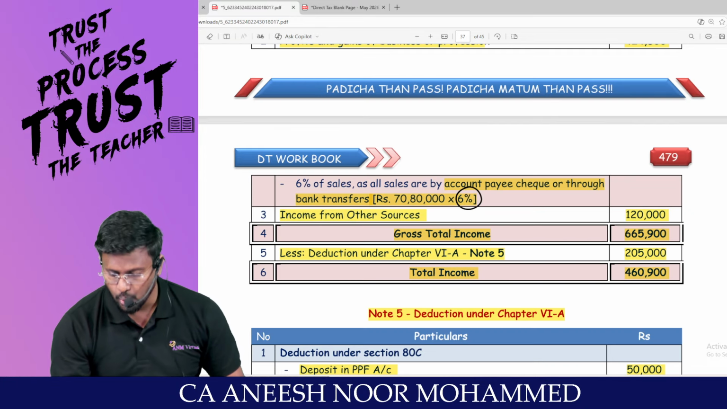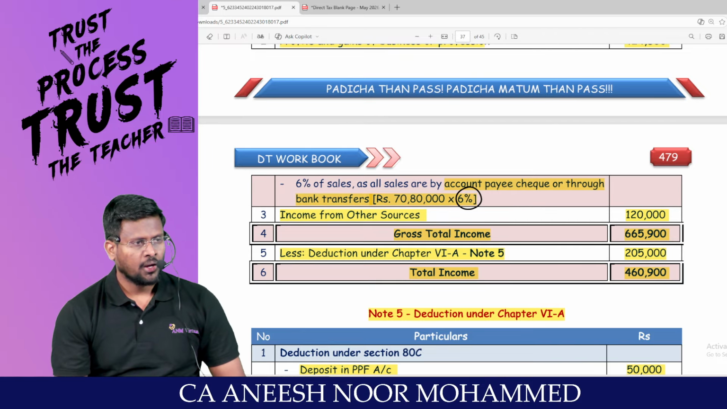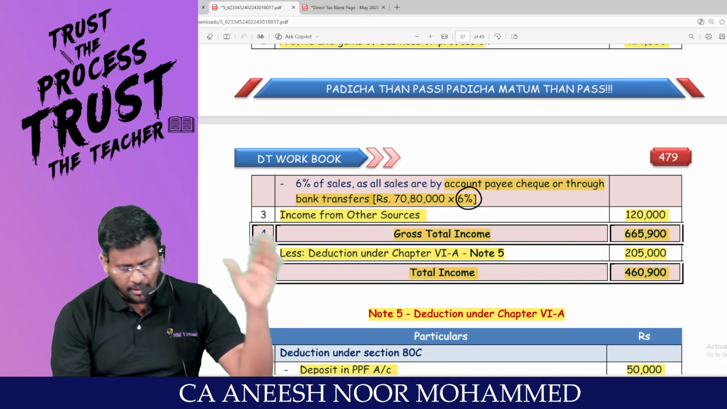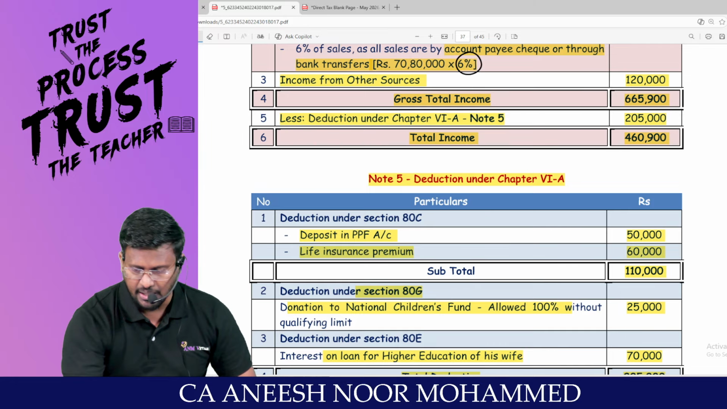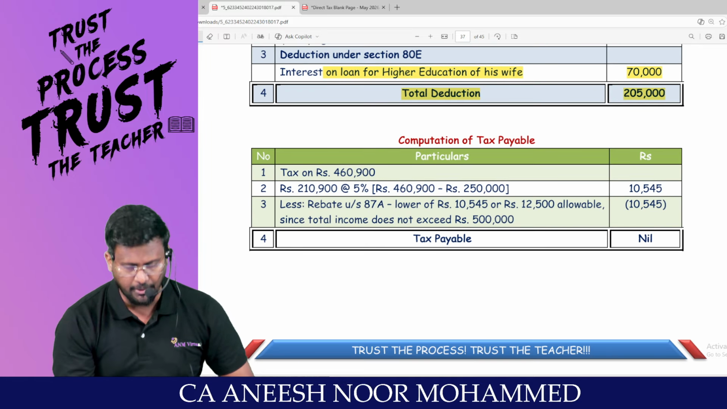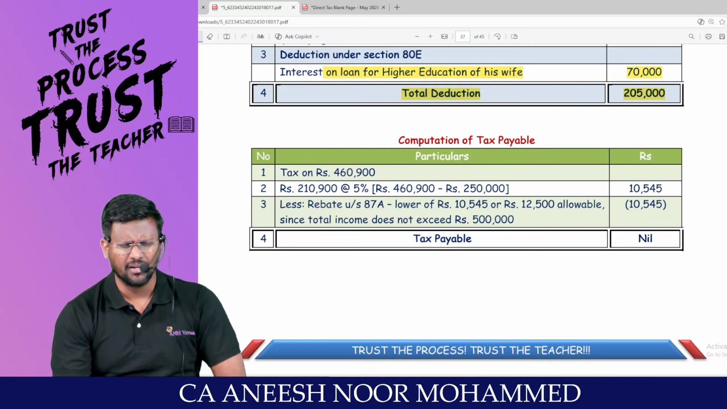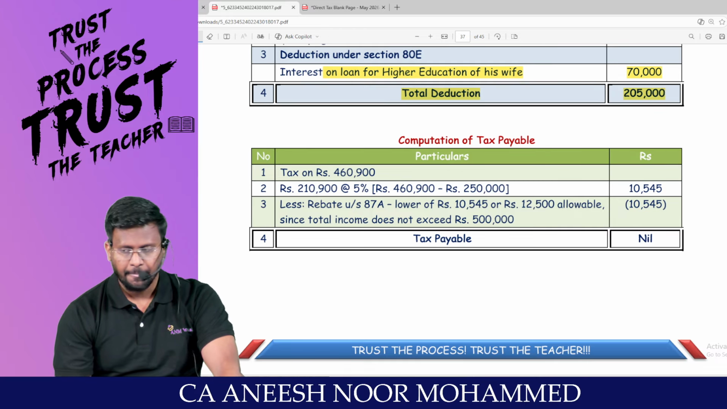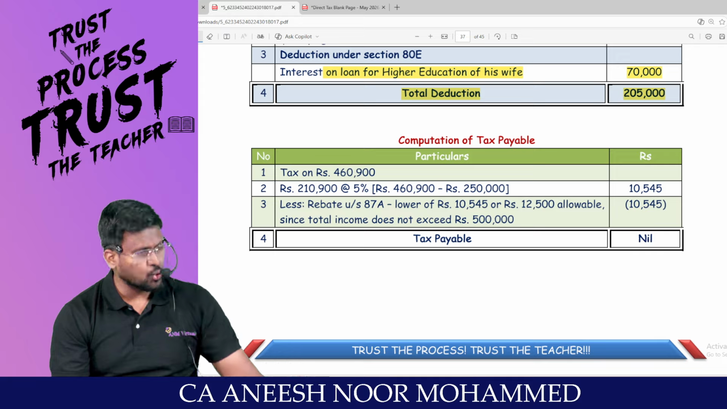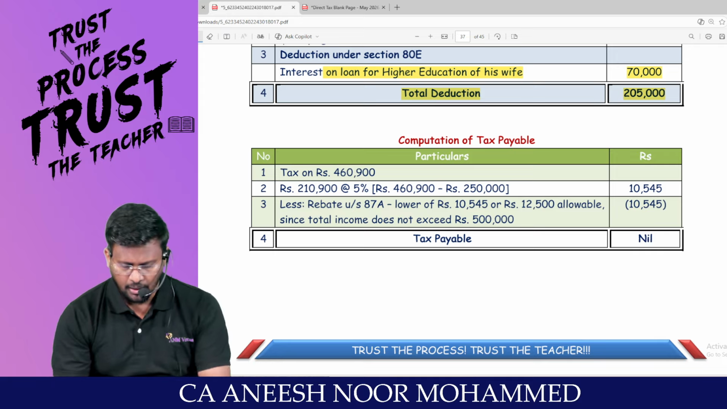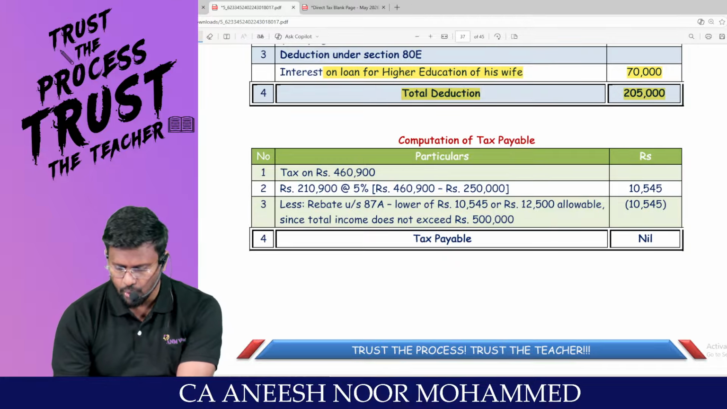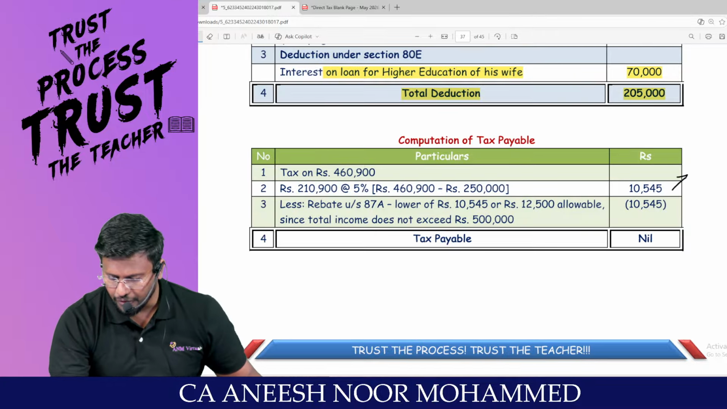That means if the assessee is going to travel through the presumptive route for PGBP and optional tax regime for the ultimate computation, total income is 4,60,900. How do we calculate the tax payable? On this 4,60,900, no special income and all. What is the age of the assessee? 55. Normal. 2,50,000 is the basic exemption limit. Am I right? So 4,60,900 minus 2,50,000 comes to 2,10,100. On that 5% tax payable, 10,545.